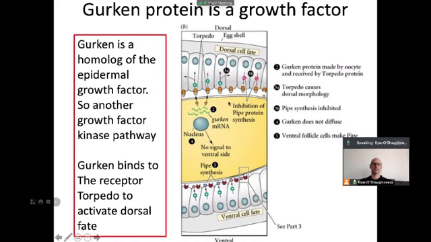Because Gurken doesn't diffuse from where it's deposited, the ventral follicle cells make pipe, and the dorsal cells don't make pipe, and therefore this is the region where that breathing pipe is made. So this is a typical growth factor signaling pathway. But just remember, Gurken binds to torpedo to activate dorsal fate.